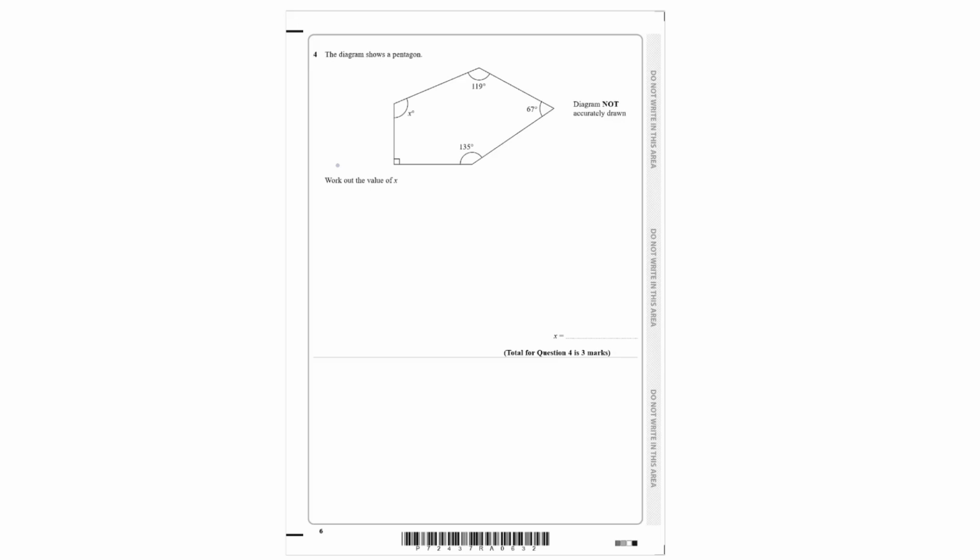The diagram shows a pentagon with 4 values of angles given. Work out the value of x. Now, to find the sum of interior angles, we simply use the formula 180 times n minus 2. Since this is a pentagon, we know it has 5 sides. 180 times 5 minus 2, or 180 times 3, should give us 540 degrees.